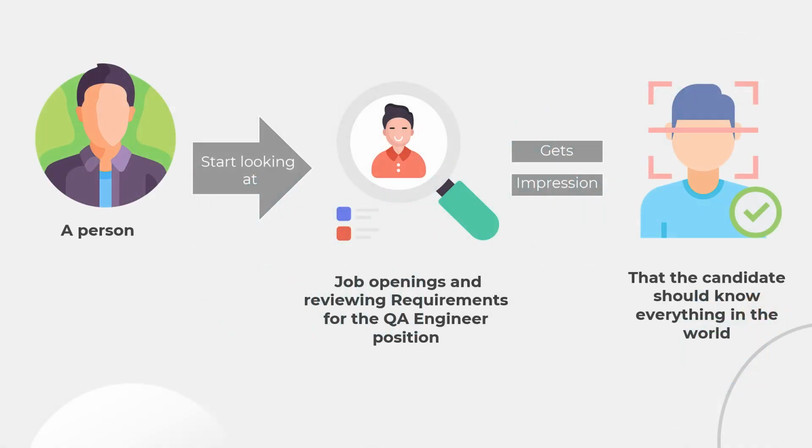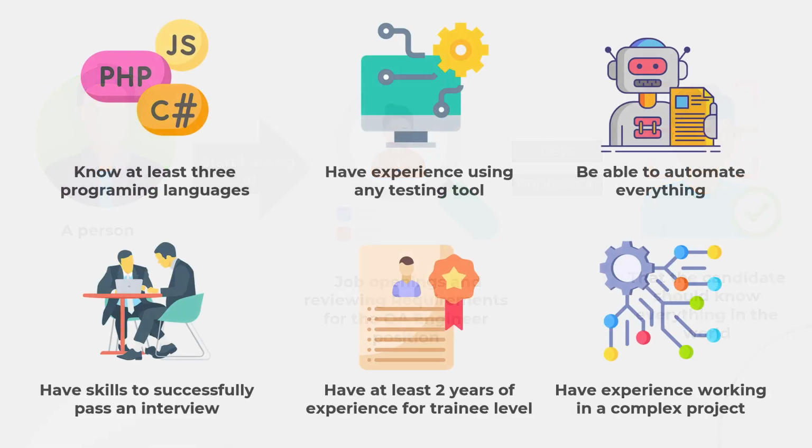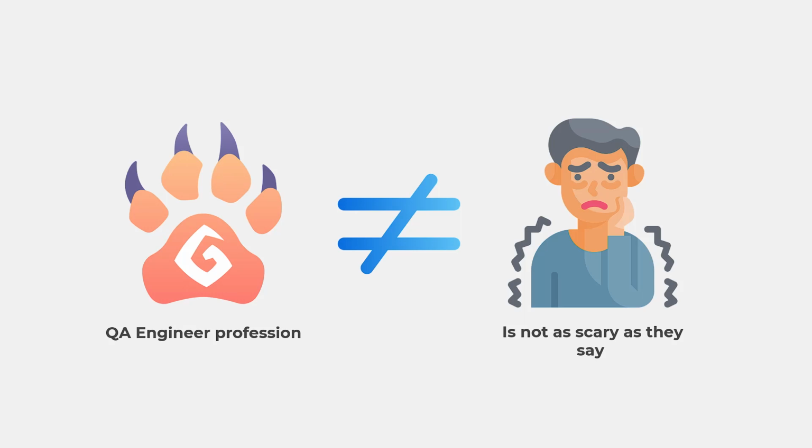When a person starts looking at job openings and reviewing requirements for the QA engineer position, they often have many questions and get the impression that the candidate should know everything in the world. For example, know at least 3 programming languages, have experience using any testing tool, be able to automate everything, have skills to successfully pass an interview, have at least 2 years of experience for a trainee level, have experience working on a complex project in a big team, etc. In fact, the beast is not as scary as they say, and we are going to show you several basic aspects to overcome your fear.